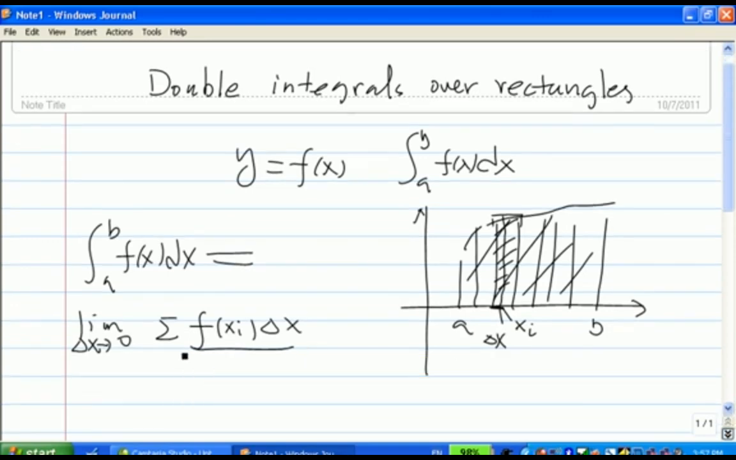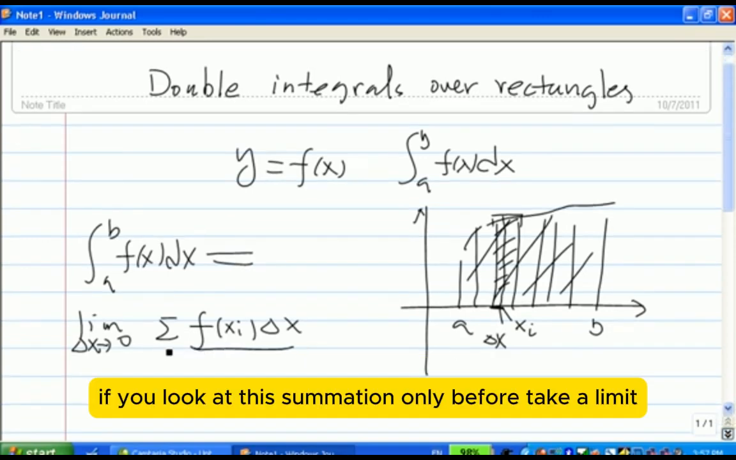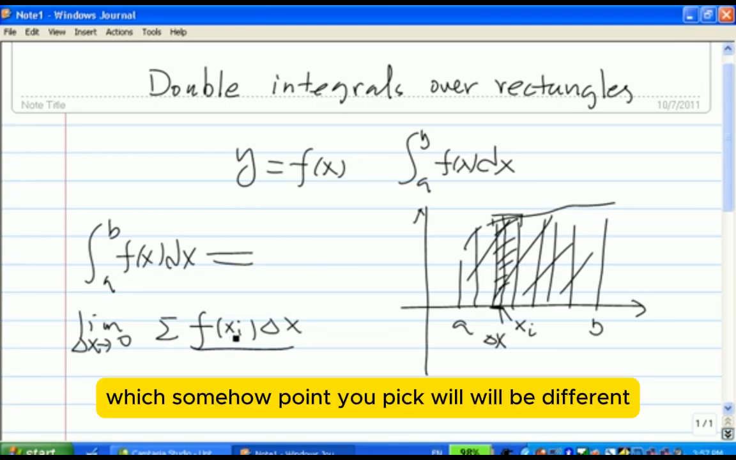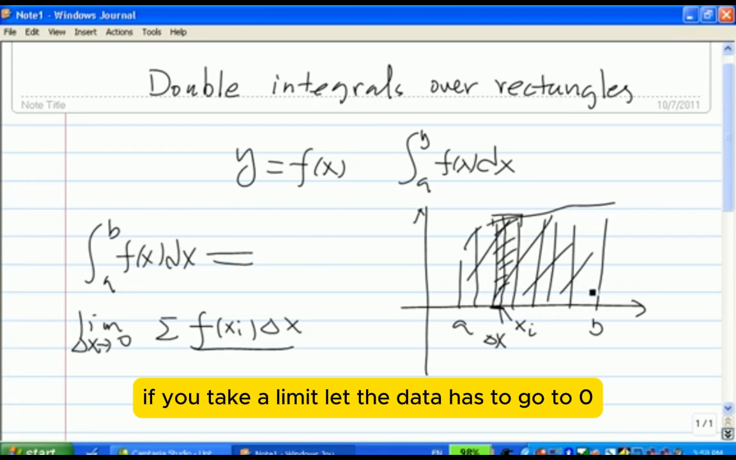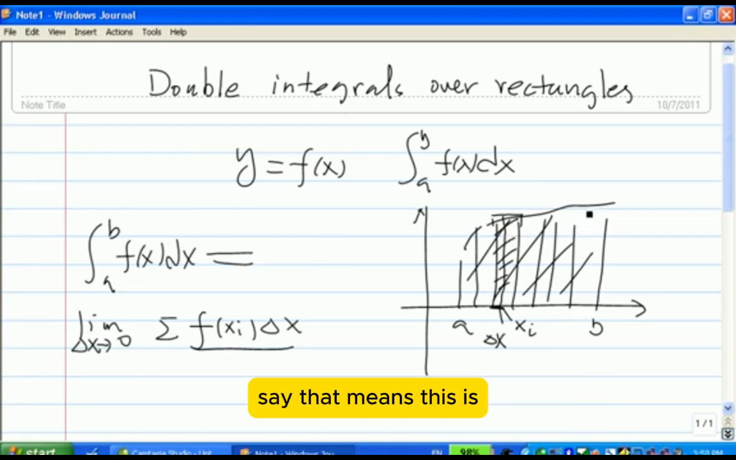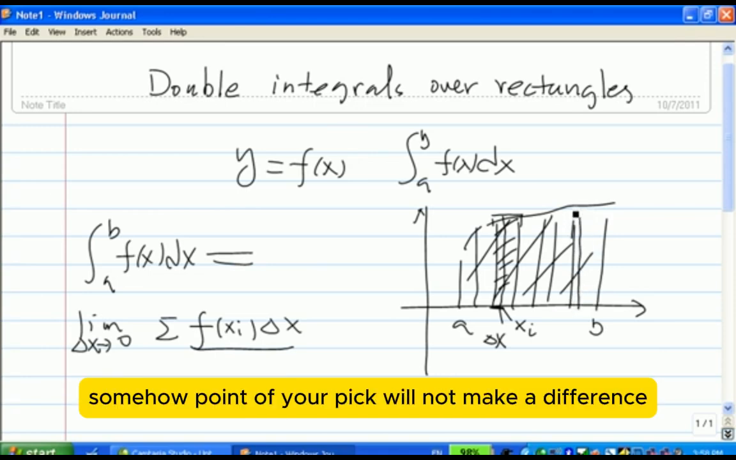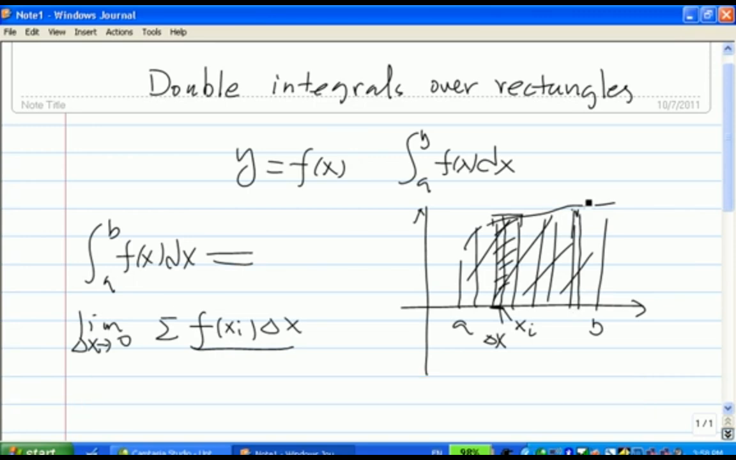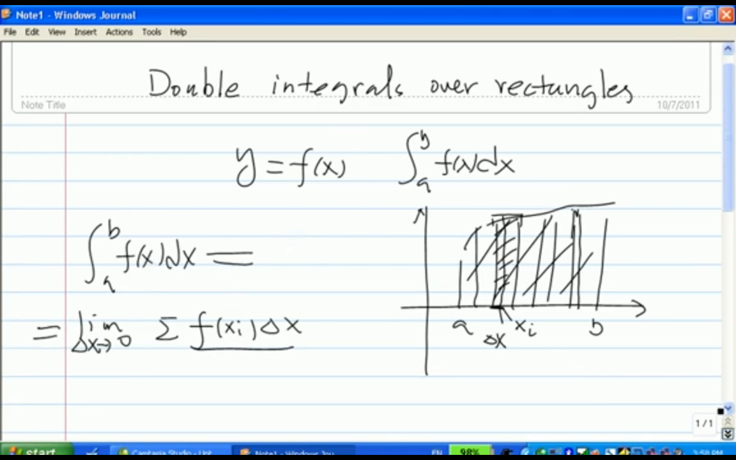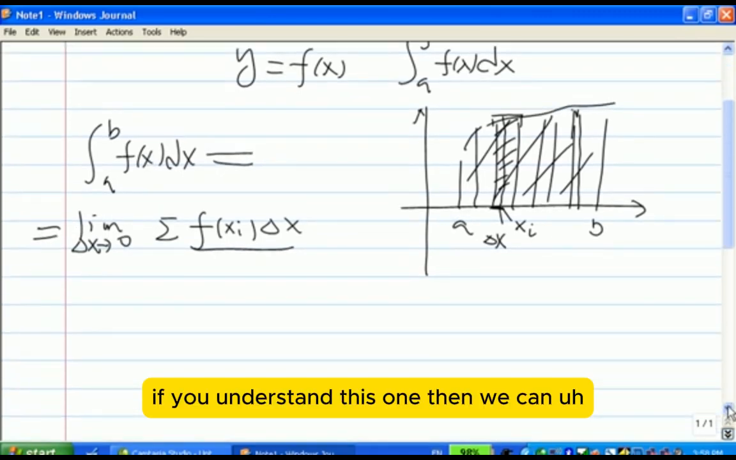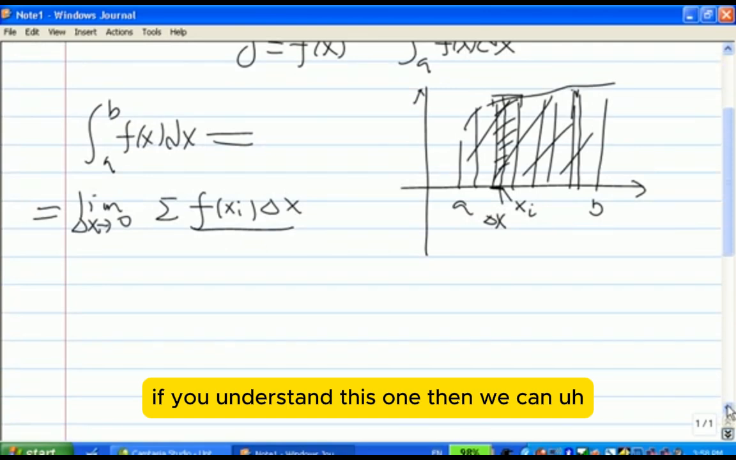If you look at this summation only, before taking a limit, which sample point you pick will be different and will give you a different area. However, if you take a limit, letting delta x go to 0, that means your intervals are really narrow, so which sample point you pick will not make a difference. So the definition of the single integral is like this. If you understand this one, then the double integral will be similar.